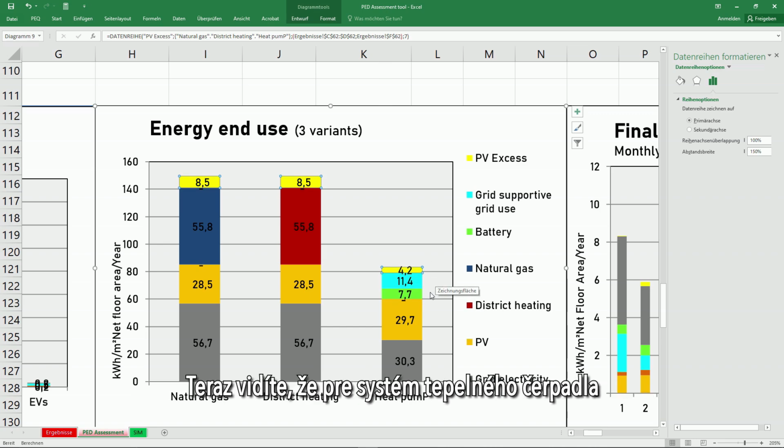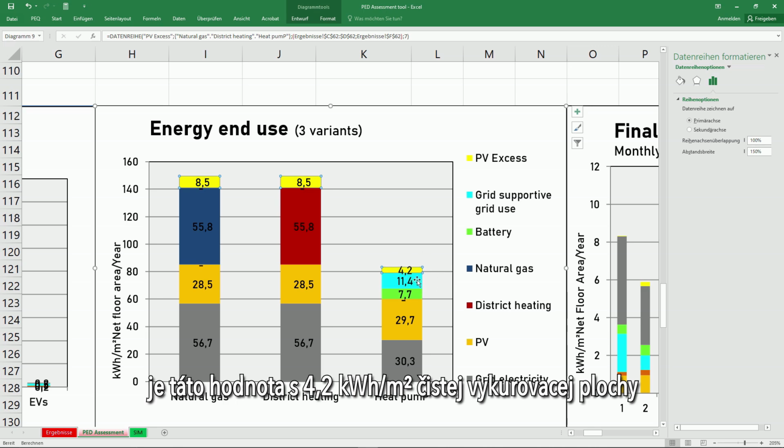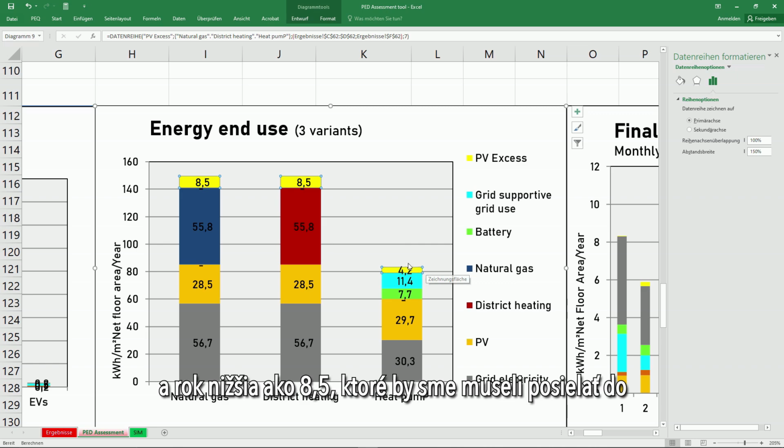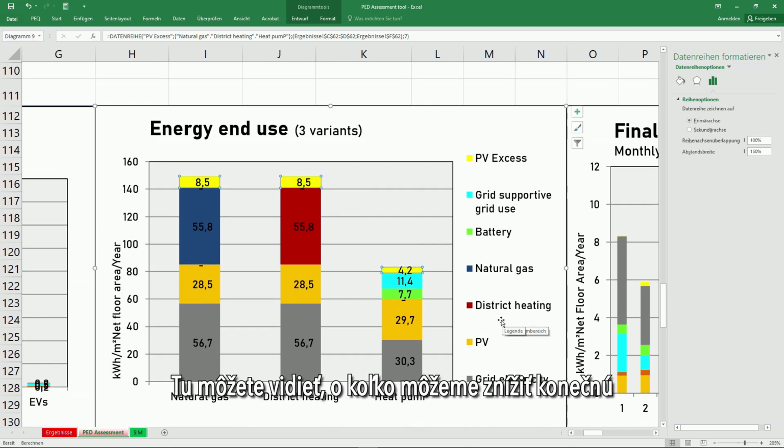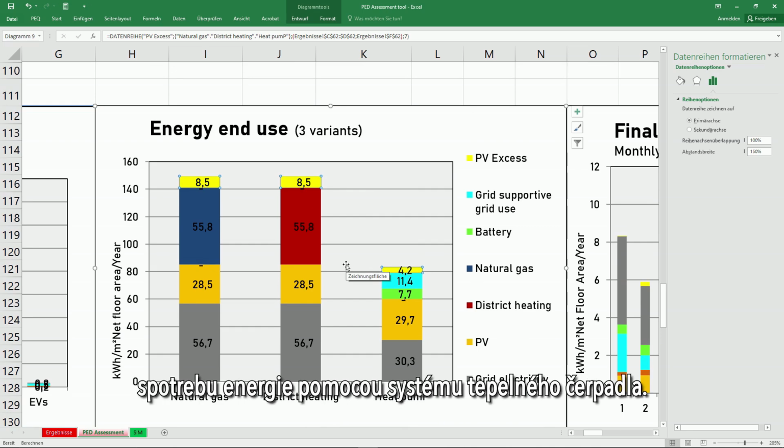Now you can see that for the heat pump system, this value with 4.2 kilowatt hours per square meter net floor area and year is lower than the 8.5 that we would have to send to the grid for the natural gas and district heating system. So here you can see how much energy end use we can reduce by the heat pump system.